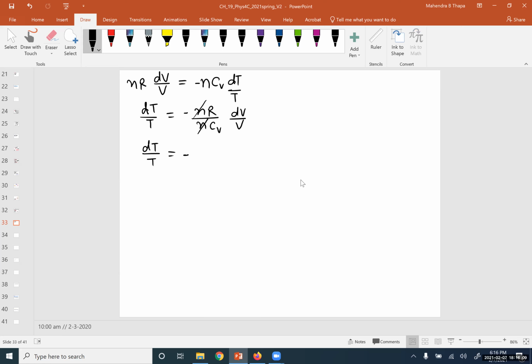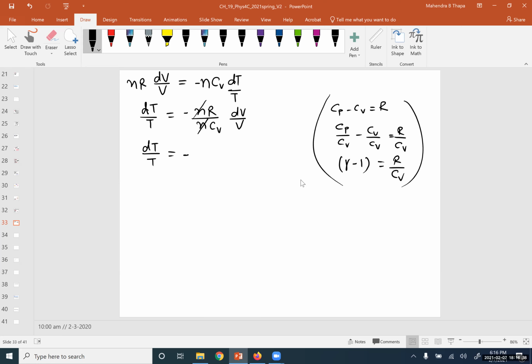Let's find what we mean by R over Cv. We know, as we did before, that Cp minus Cv equals R. So I'm going to divide both sides by Cv. Cp minus Cv over Cv is gamma minus 1, which equals R over Cv. So I can replace R over Cv by gamma minus 1, and it is dV over V.